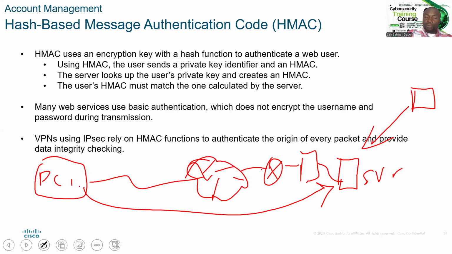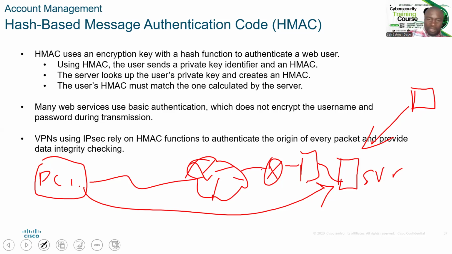But you are away. How does it happen? By hashing algorithm. All right, many web services use basic authentication, which does not encrypt username and password. But VPNs using IPsec rely on HMAC functions to authenticate the origin of every packet and provide data integrity checking. So even if the packet is intercepted, the content has been hashed. There's nothing you can do about it.